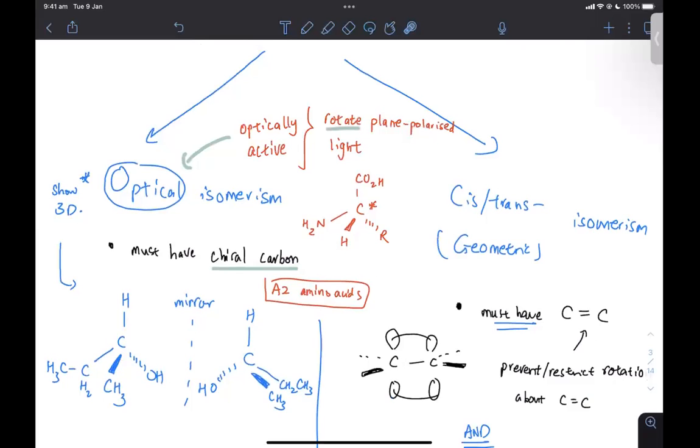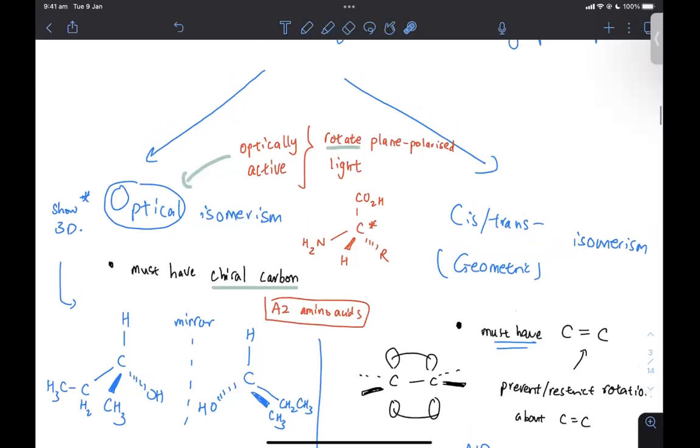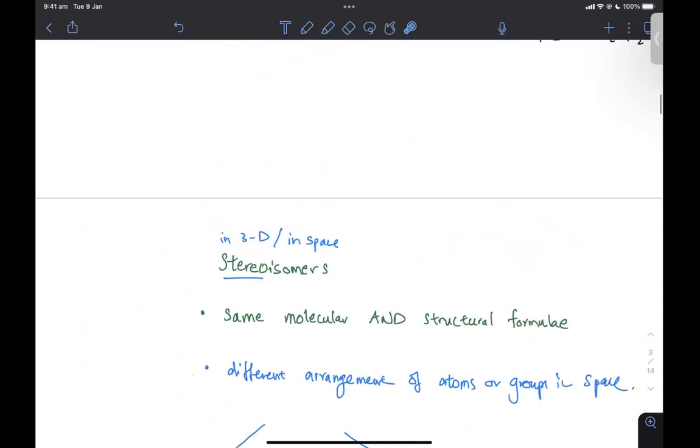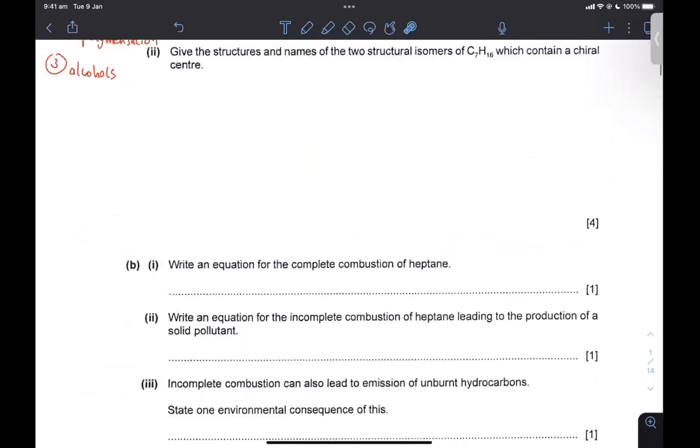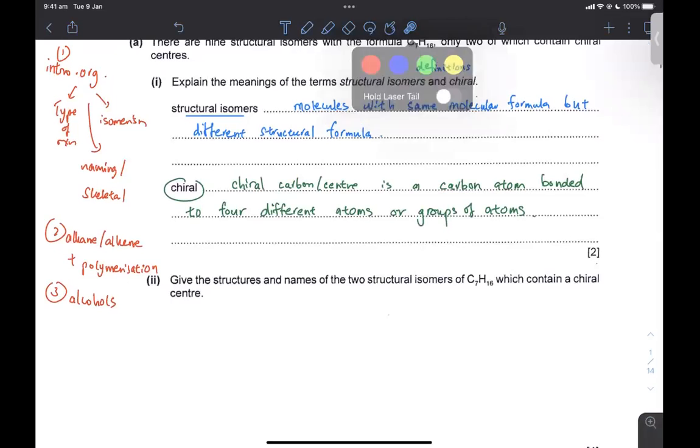Okay, there's also something else called racemic mixture. Racemic mixture is an A2 concept. It comes under organic synthesis, which you will deal with more in A2. Anyway, we're still on the first 2 marks. Oh gosh, okay, never mind.